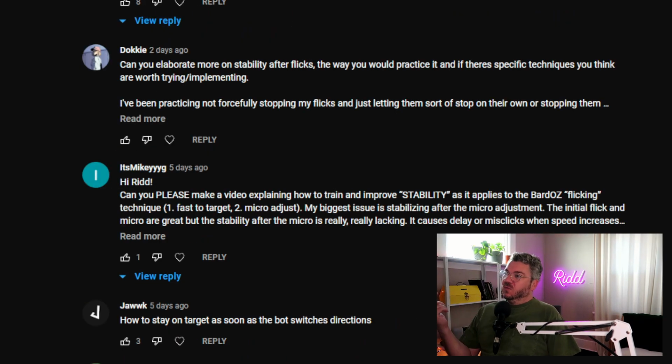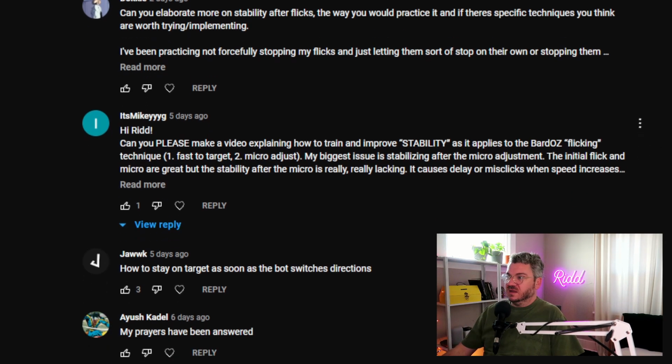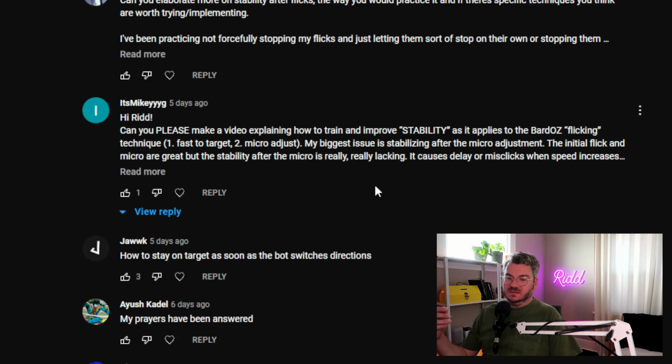You elaborate more on stability after flicks, the way you would practice it. Are there specific techniques you think are worth trying and implementing? So that's almost exclusively related to what I was just talking about. Actually, there's another question along the same lines. Really focus on Pokeball scenarios. And when you're doing Pokeball scenarios, really focus on under flicking. Prioritize it. Think about it.